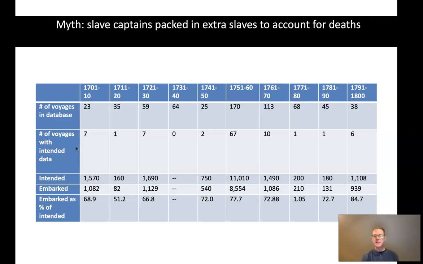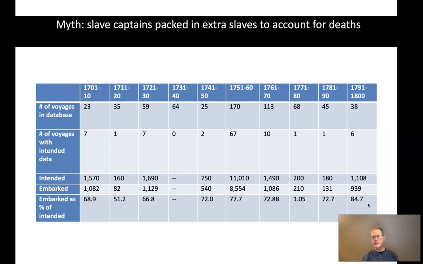And in most cases, as we see here, almost all of them, it's a smaller percent. There's only one ship on this whole list that has more slaves. They intended to buy 200, they bought 210, right? Every place else, they ended up with 69% of what they intended, 51%, 67%, 72, 78%, 73%, 73%, and then 85%. So the fact is, the vast majority of slave ships leaving the African coast aren't full.